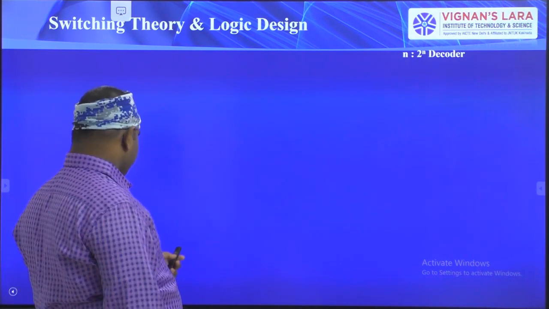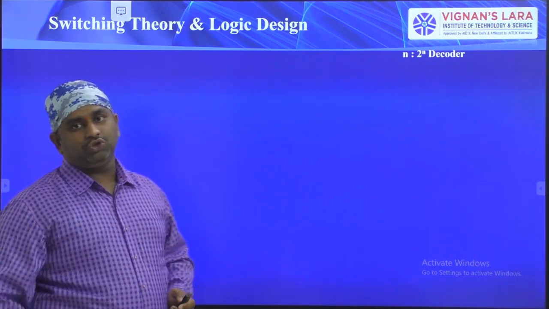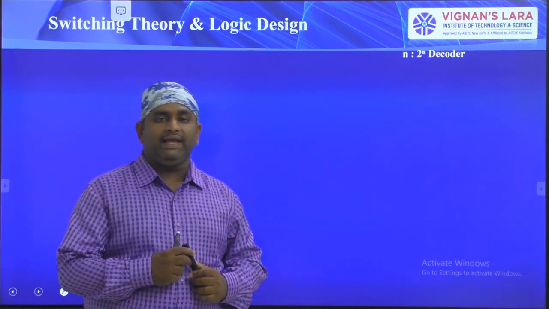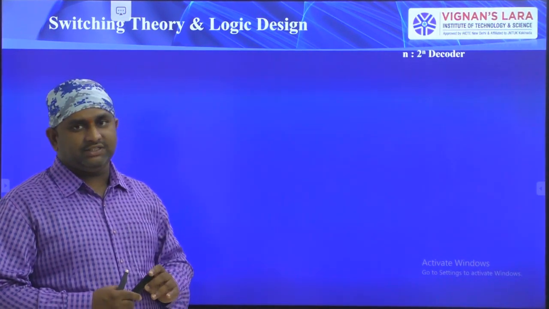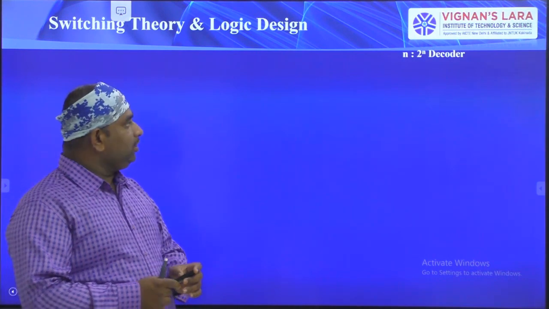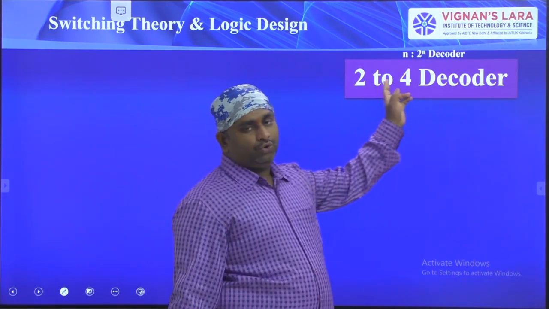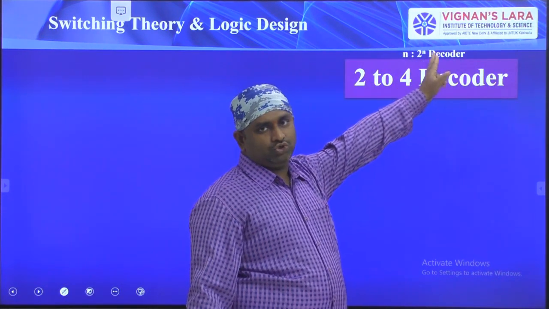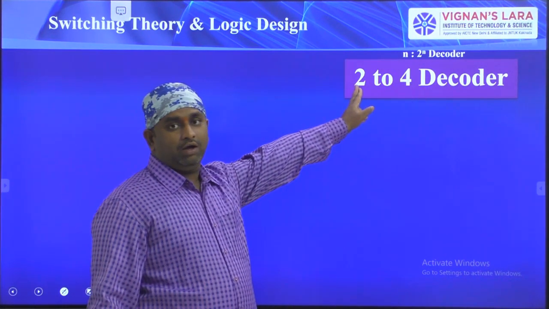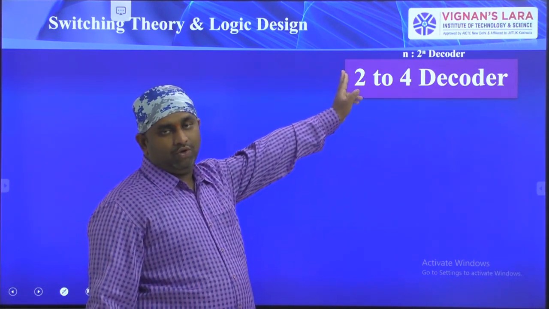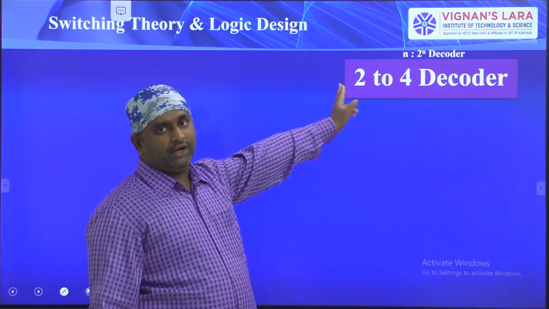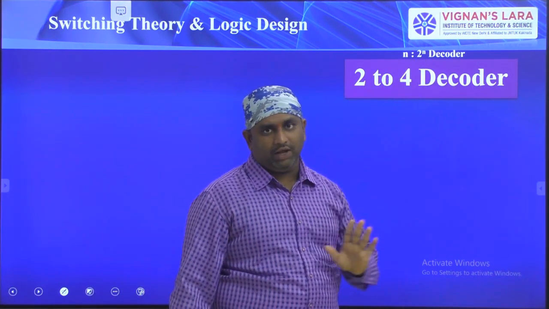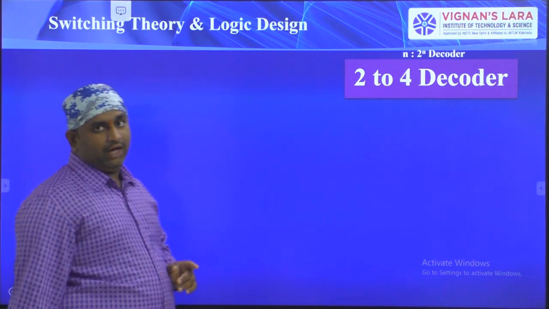Now coming to here, n to 2 power n decoder. Now we will take an example. First we will see a small example, then we will go with the big example. So here, first we will see the 2 to 4 decoder, that is n to 2 power n decoder. I am taking n value equal to 2, where n is equal to 2, 2 power n is equal to 4. So the decoder we are representing is the 2 to 4 decoder.